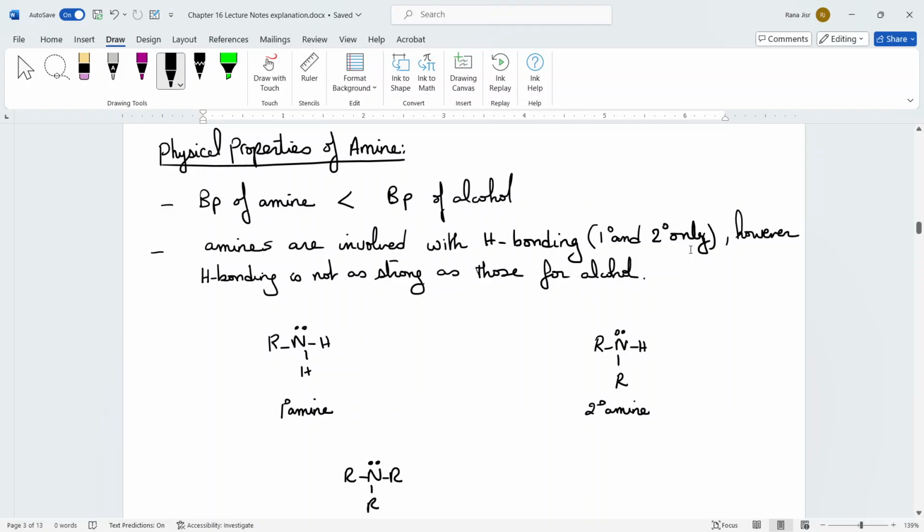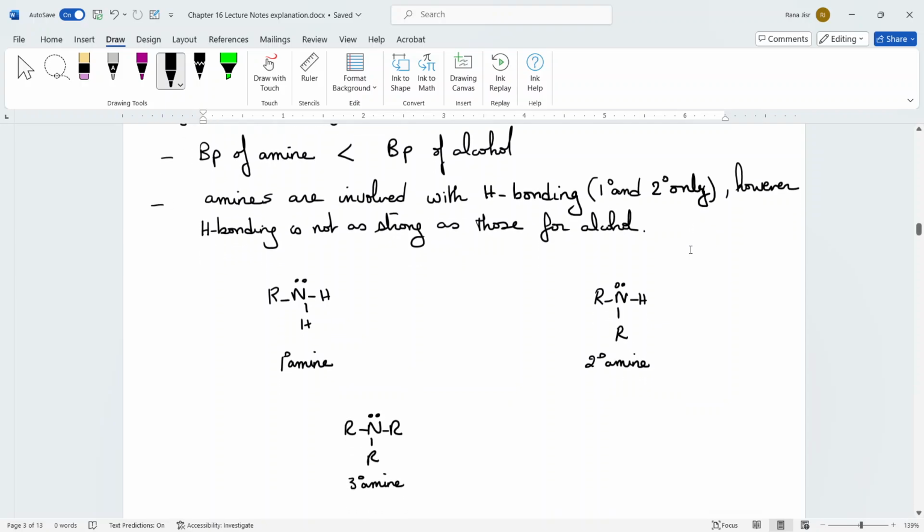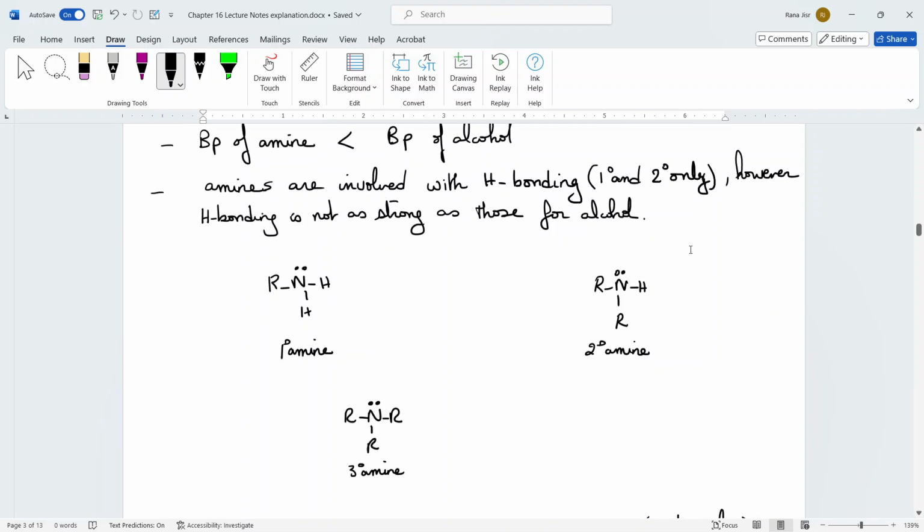Tertiary amines don't have any hydrogen bonding. So let's have an example. If we have a primary amine, two primary amine molecules that are next to each other, so that is an R and H. Here you go, a nitrogen, hydrogen. These are two primary amines that are next to each other.